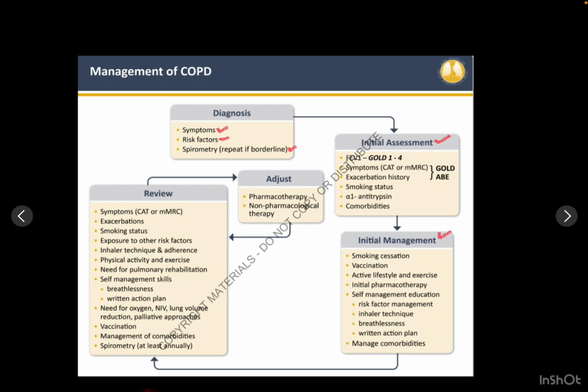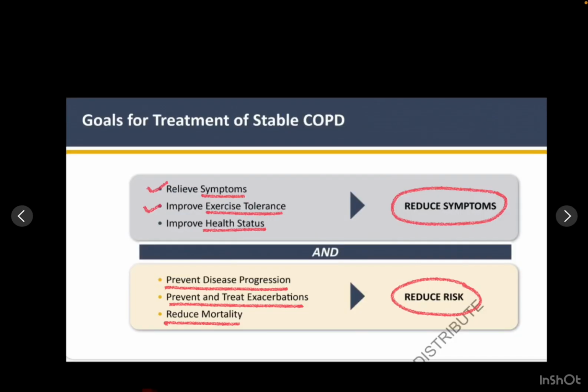After that, we have to review the patient. When reviewing, we check symptoms, exacerbations, smoking status, exposure to other risk factors, inhaler technique, and adherence. We also check physical activity and exercise, need for pulmonary rehabilitation, and self-management skills like breathlessness and the written action plan. Then we check whether oxygen, NIV, lung volume reduction surgery, or a palliative approach is required. Then we check vaccination, management of comorbidities, and spirometry. Spirometry is recommended at least annually, once a year. After that, we adjust the pharmacotherapy and non-pharmacological therapy, and repeat the review.